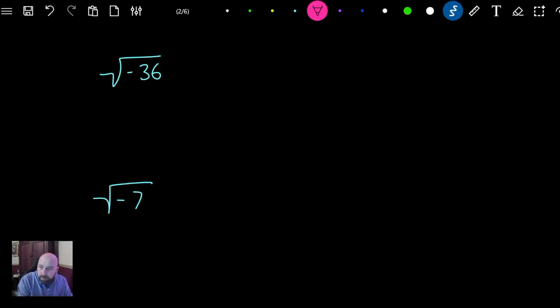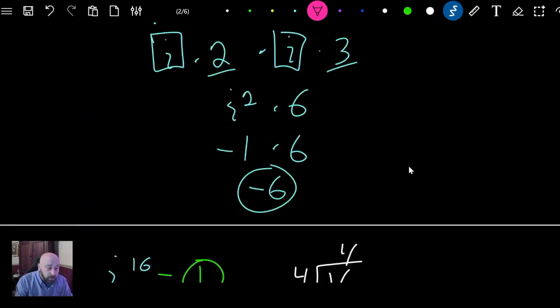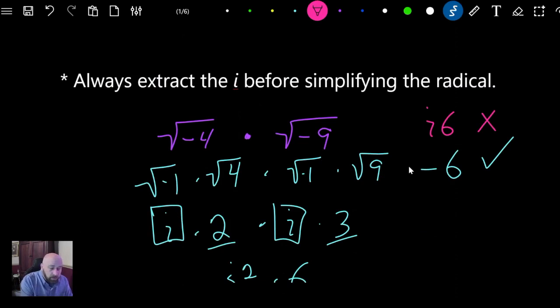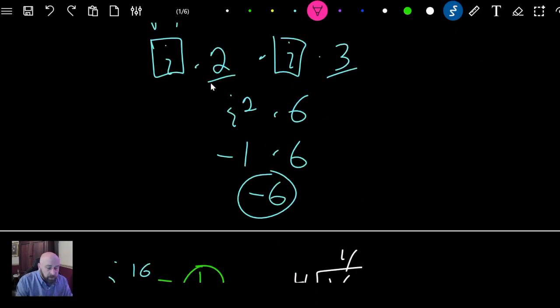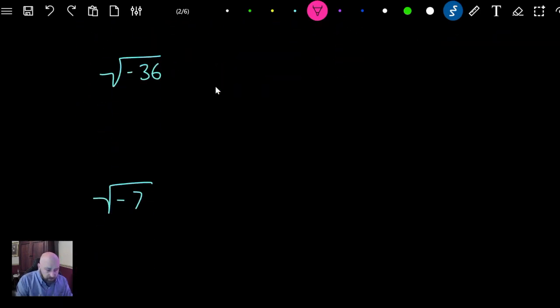This is example 2 on page 177. So what we're going to do here is always extract the root first, right? We go back to where I said that you're always going to extract the root before simplifying, okay? So let's go ahead and do that. Let's extract this root. We want to extract the -1 first. We want to get the negative out of there. So that's going to equal square root of -1 times the square root of 36.